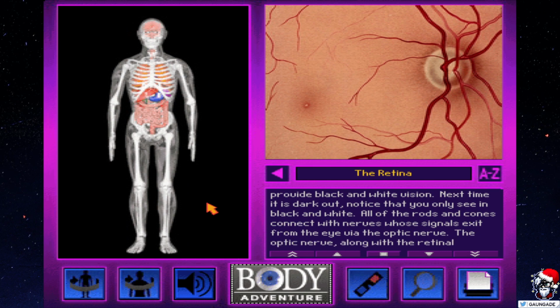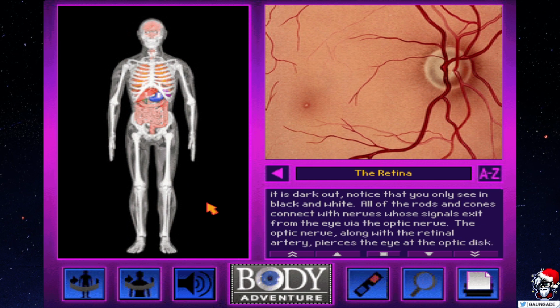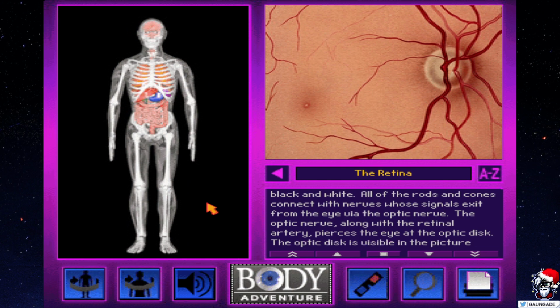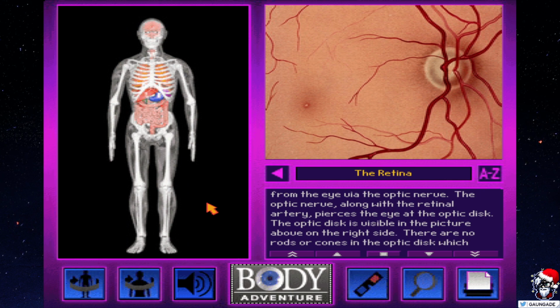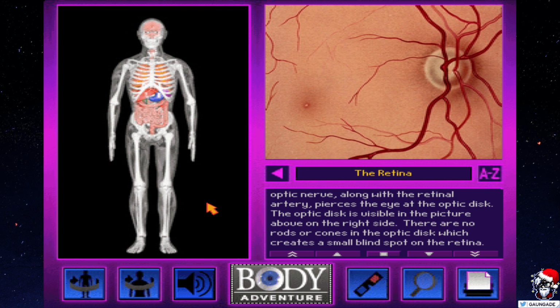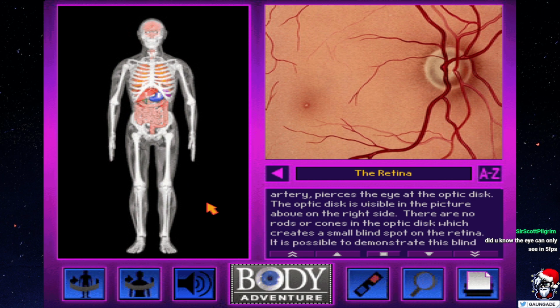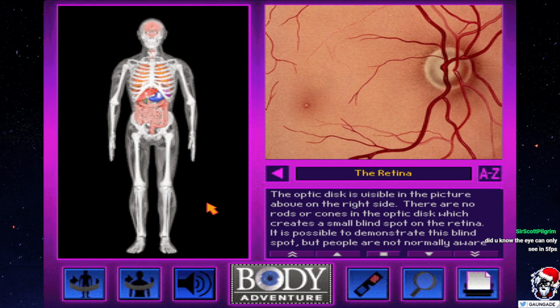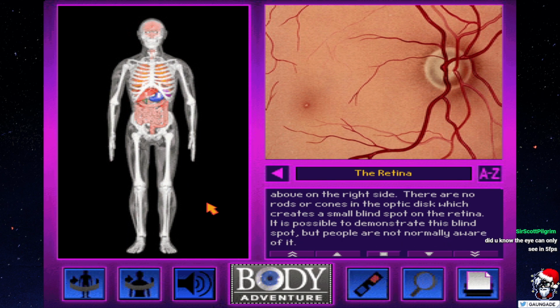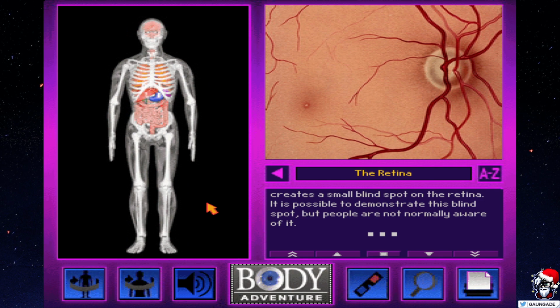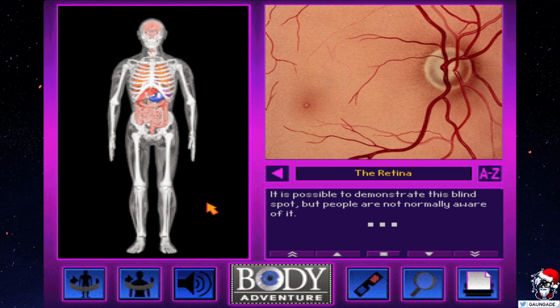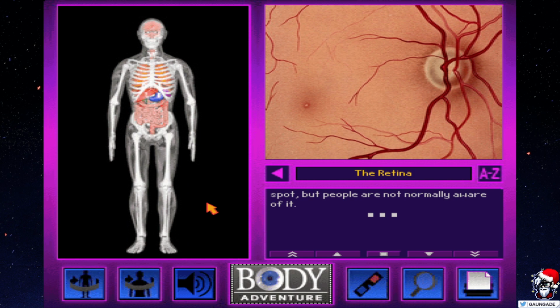All of the rods and cones connect with nerves, whose signals exit from the eye via the optic nerve. The optic nerve, along with the retinal artery, pierces the eye at the optic disc. The optic disc is visible in the picture above on the right side. There are no rods or cones in the optic disc, which creates a small blind spot on the retina. It is possible to demonstrate this blind spot, but people are not normally aware of it.